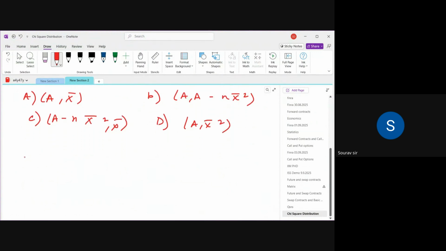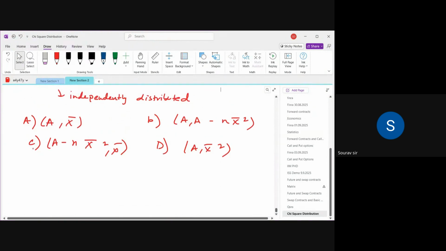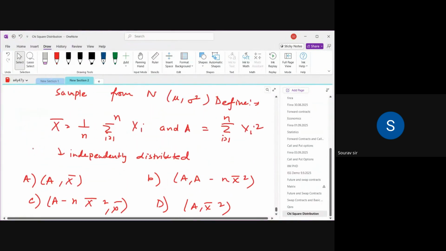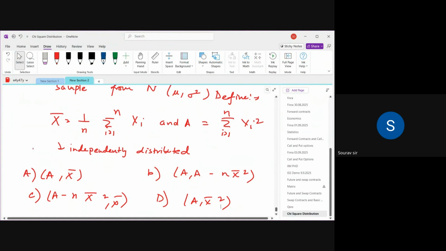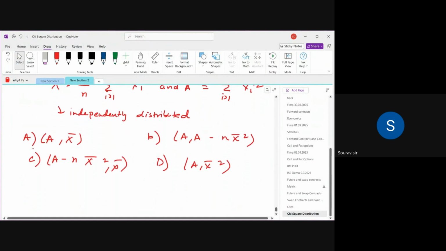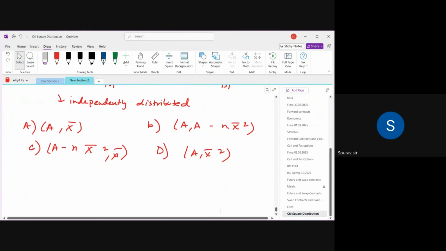Please be louder, whoever is saying the answer. A, maybe A. Okay, let's see. All are telling me A, whoever is telling me answer A. Seen the question? Just see the question once more. In a random sample, X bar is 1 by n summation of xi and S square is this. Then what will be the answer? And these are the options. So which one will it be?